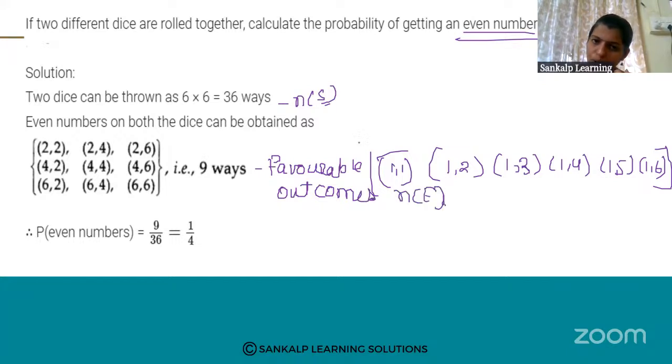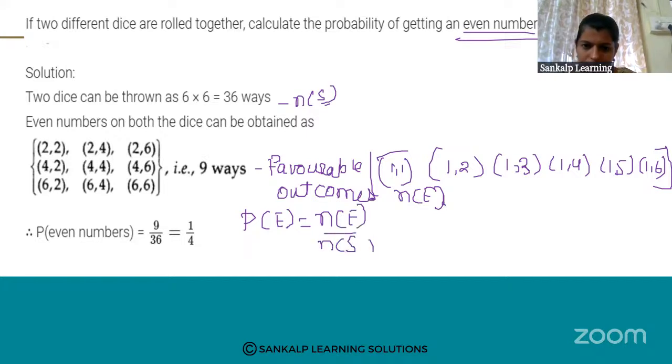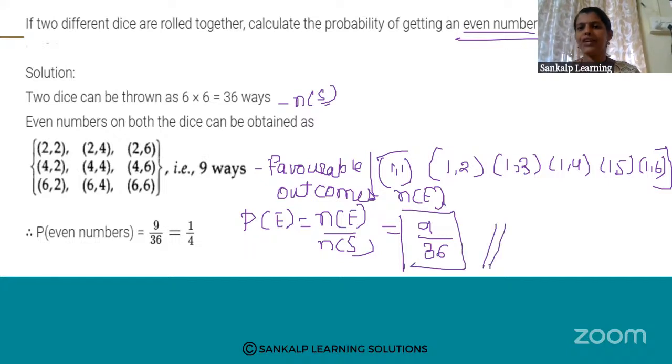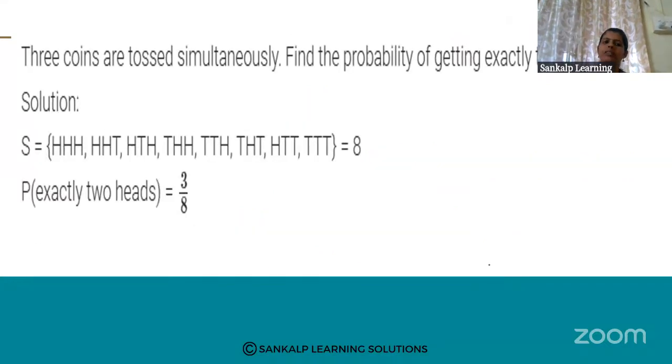So the total number of outcomes is N of S, that is 36. Next, the probability of getting an even number on both the dice, that is P of E, is equal to N of E divided by N of S. So N of E is 9, divided by the total number 36. So you will get 9 divided by 36. It is the probability of getting an even number on both the dice.